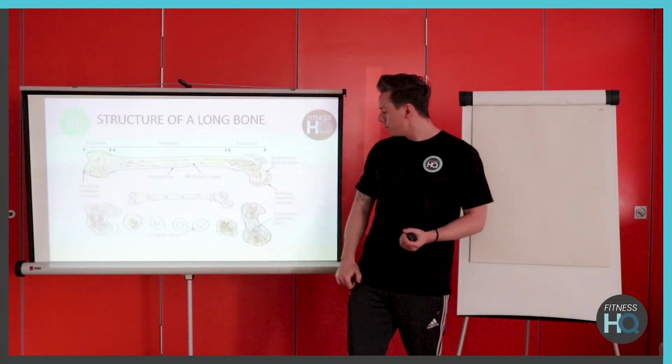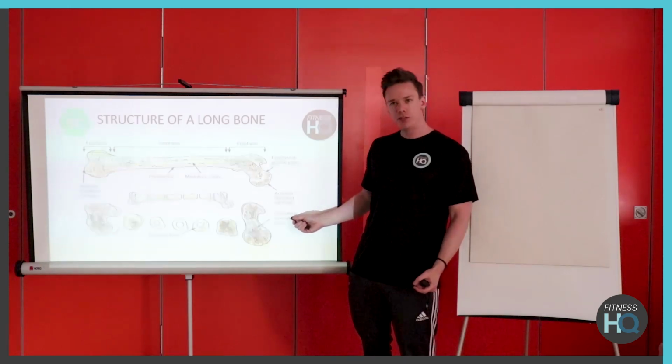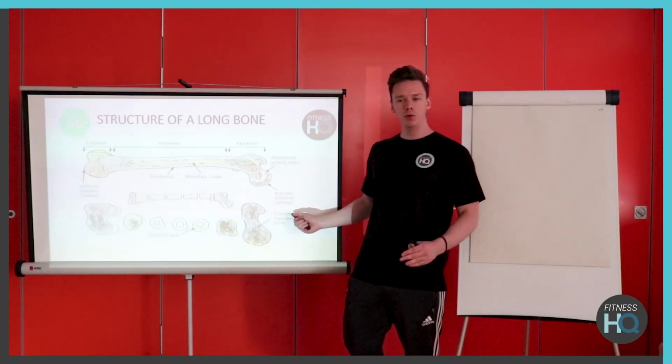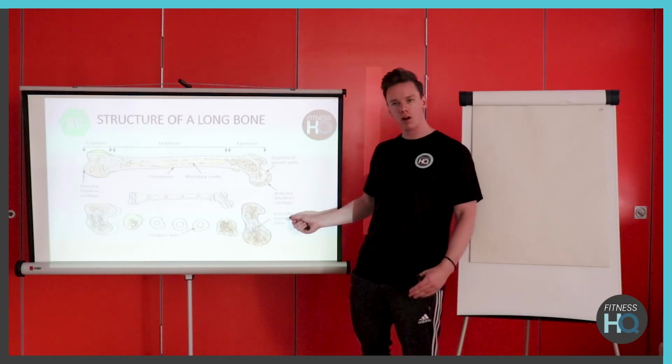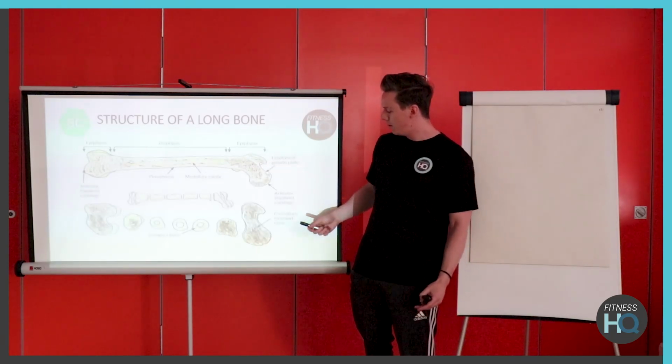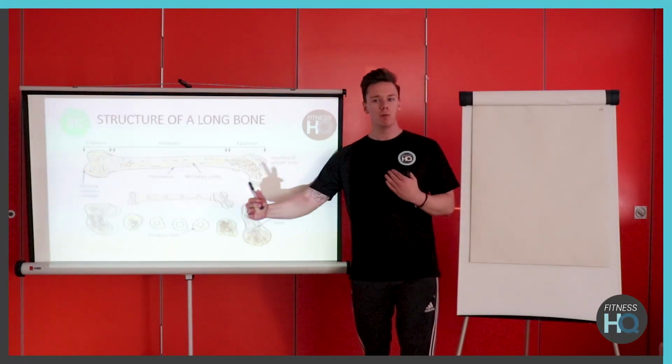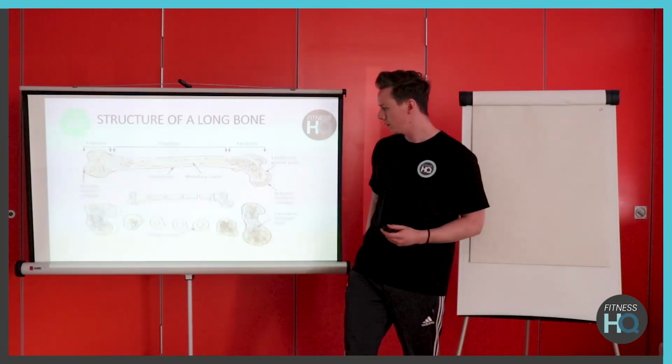Now the end of the bone, you'll see the word spongy. You might have heard of that if you've done level 2 before, or you've done it at GCSE. But the technical name is the cancellous bone. So compact and cancellous bone.